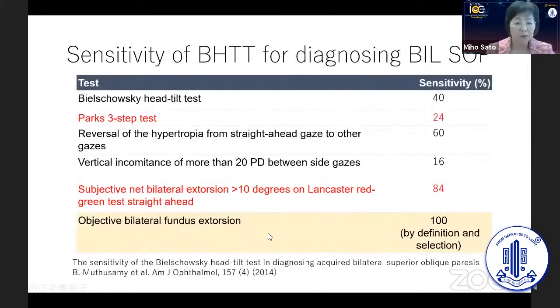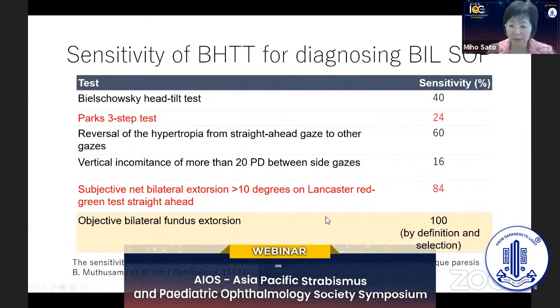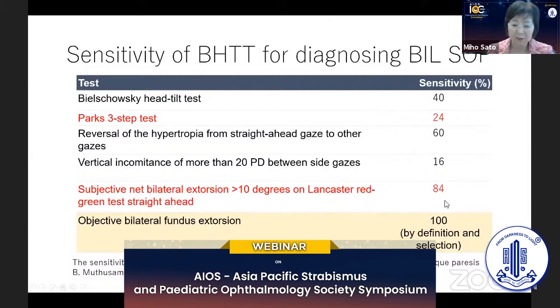Moreover, the Bielschowsky head tilt test for diagnosing bilateral superior oblique palsy is very poor. Park's three-step test is sensitive in only 24% of cases diagnosed by objective bilateral fundus extortion. On the contrary, for subjective net bilateral extortion over 10 degrees on the Lancaster red-green test straight ahead, its sensitivity is quite high.